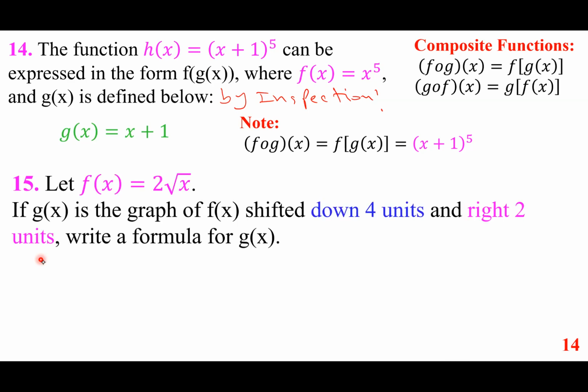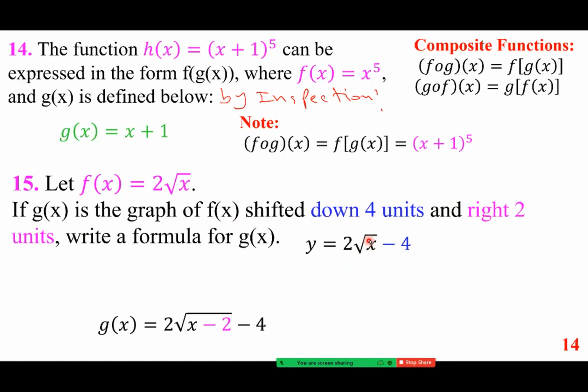The next one is asking f of x is 2 square root of x. If g of x is the graph of f of x shifted down 4 units, I want you to ignore that. Let's write this. If you want to shift it down 4 units, so minus 4. And now you want to take it to the right by 2 units. So x changes to x minus 2. So 1 step, 2 steps, and we are done.